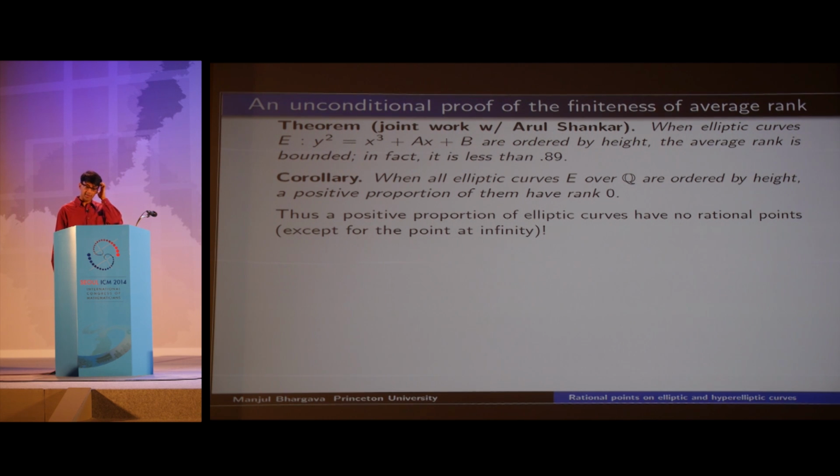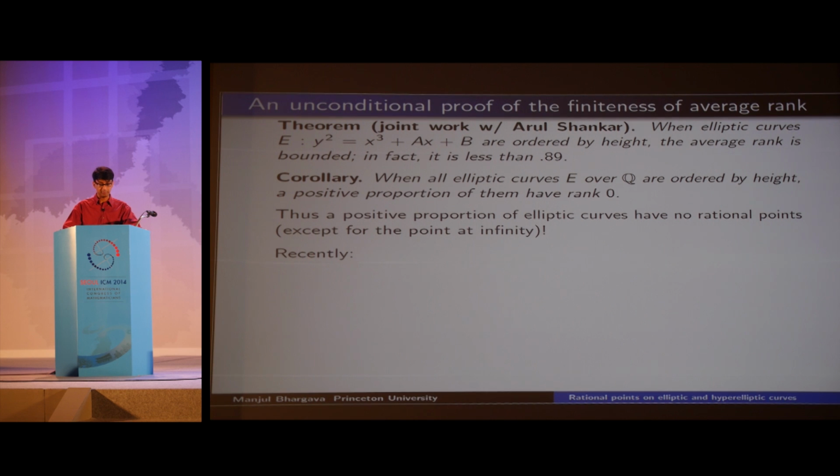So a positive proportion of elliptic curves have no, in fact, remember I said that that finite group T is generically trivial. So what this corollary is actually showing is that a positive proportion of elliptic curves have no rational points at all, no rational solutions except for that point at infinity. Okay, so we expect 50% to have rank 0, but at least we now know that a positive proportion have rank 0, and thus no rational points except the point at infinity. So this work was work over a few years.